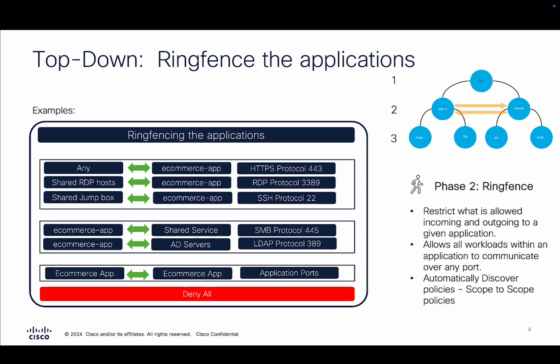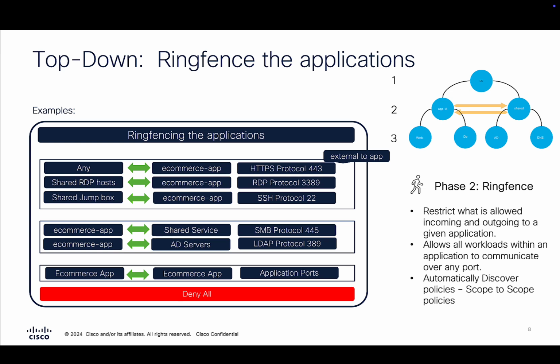The next phase is ring fencing the application. So each enterprise application is ring fenced. What is the meaning of ring fence? So ring fence is basically defining policies in three broad sections. So the first section is outside or external to app communication. So what sort of communications are required from outside to a given set of workloads or applications.